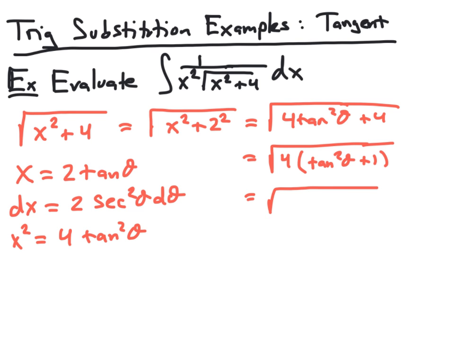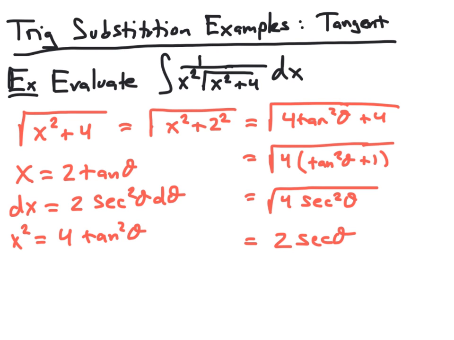We know that tangent squared of theta plus 1 will be the secant squared of theta, so we get the square root of 4 secant squared theta. And taking the square root of that, we obtain that the square root of x squared plus 4 is equal to 2 times the secant of theta.